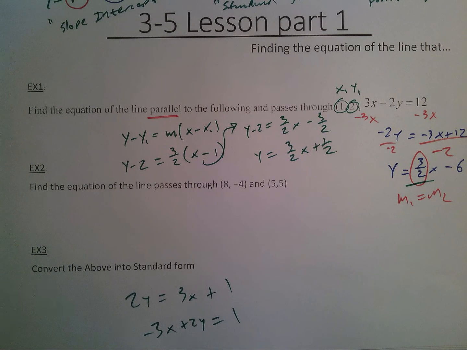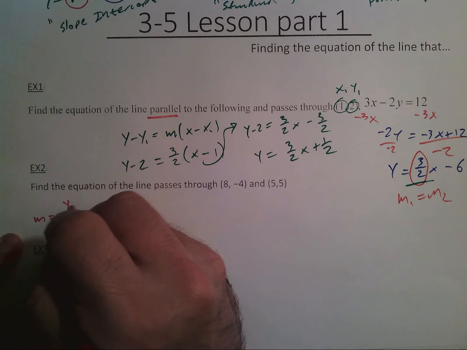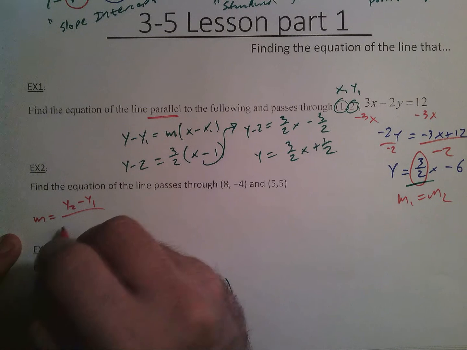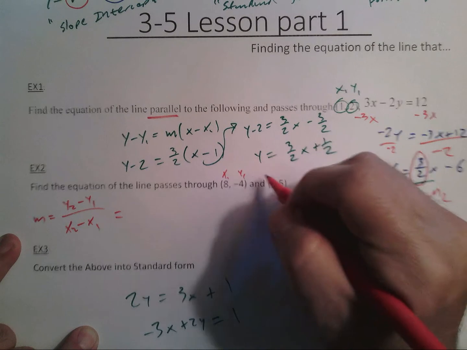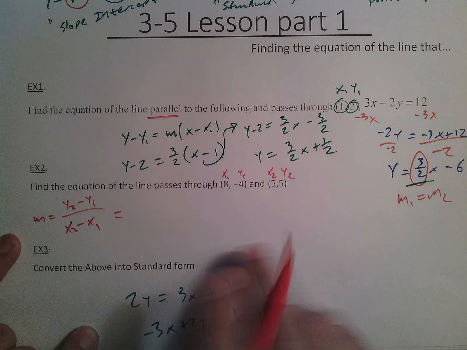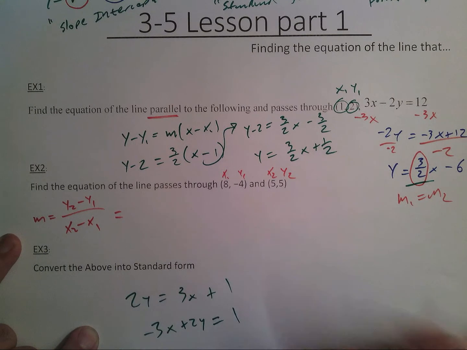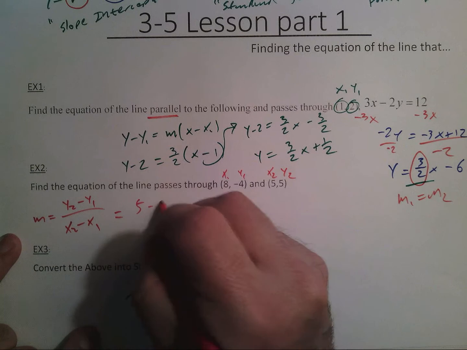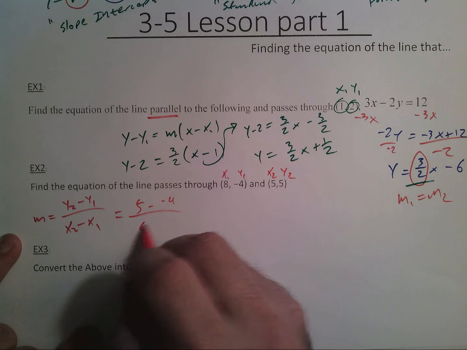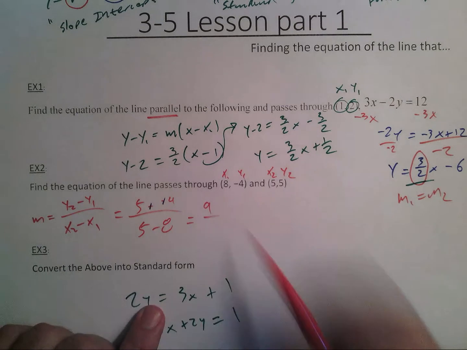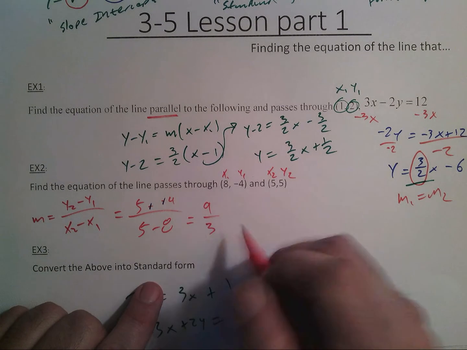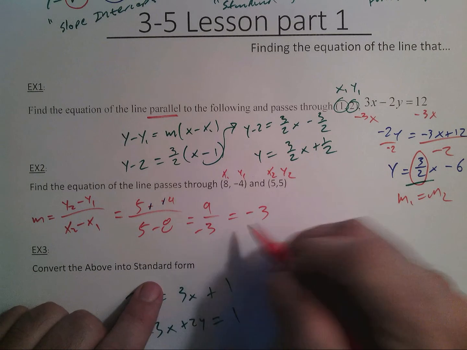All right, now let's do example 2. We have the points 8, negative 4, and 5, 5. I need to find the slope, and the slope is always equal to the difference of the y's, so y2 minus y1 over the difference of the x's, x2 minus x1. So that's going to be x1, y1, x2, y2. They're always in alphabetical order. The first point gets my 1's, the second point gets my 2's. Alright, so I have 5 minus negative 4 over 5 minus 8. In other words, I get 5 plus 4 becomes 9 over 5 minus 8 is negative 3. I get negative 3 is the slope.